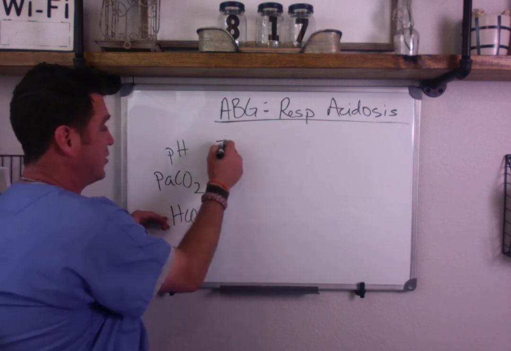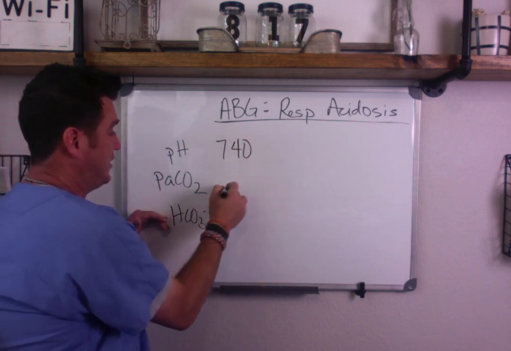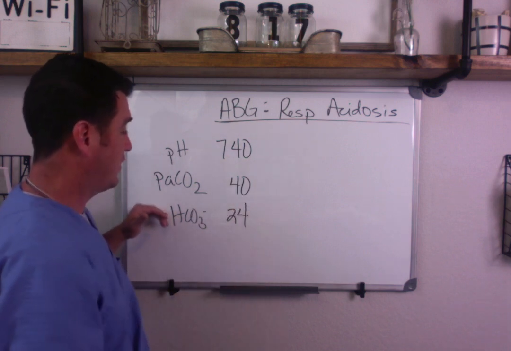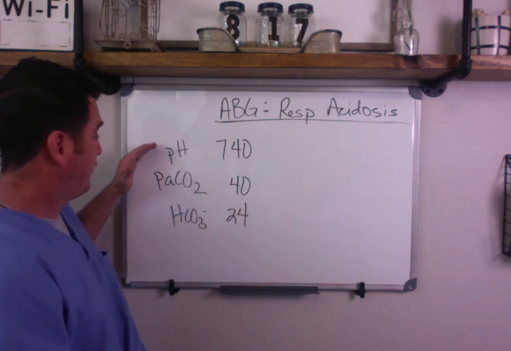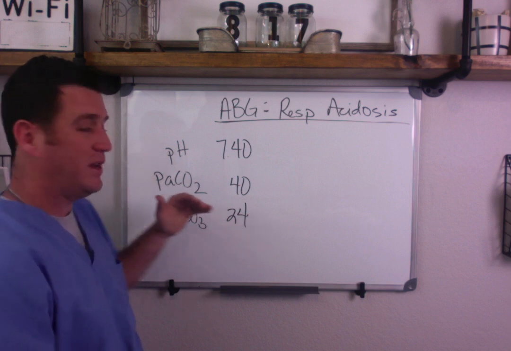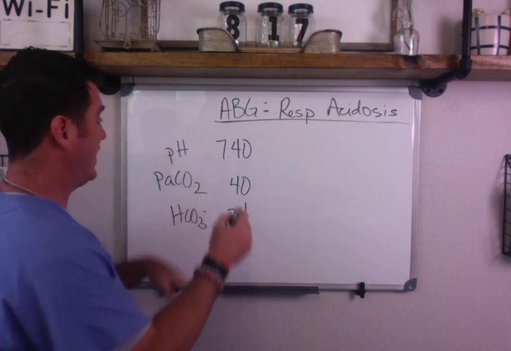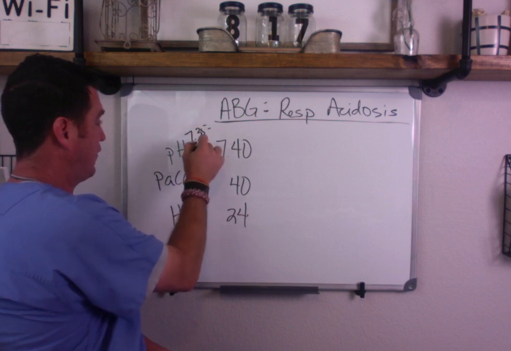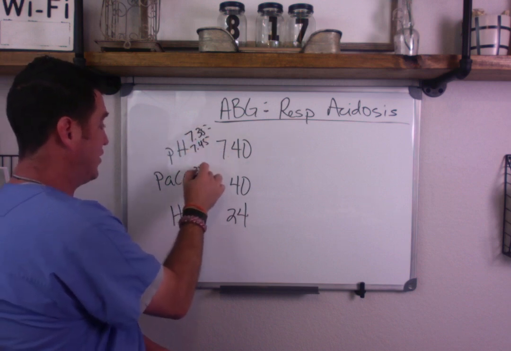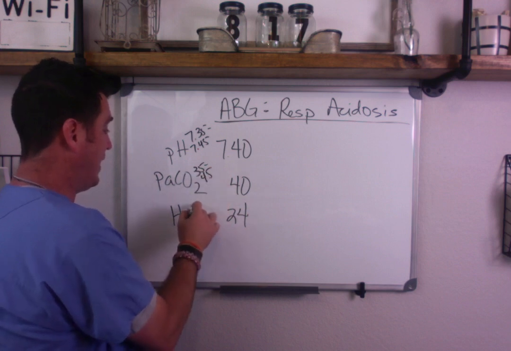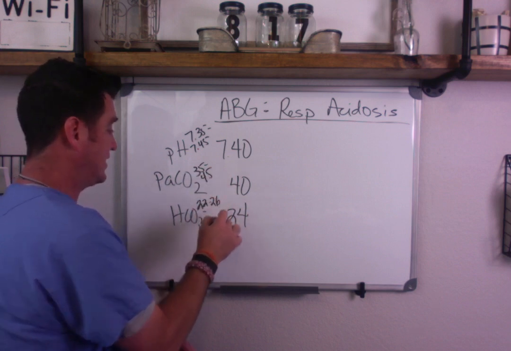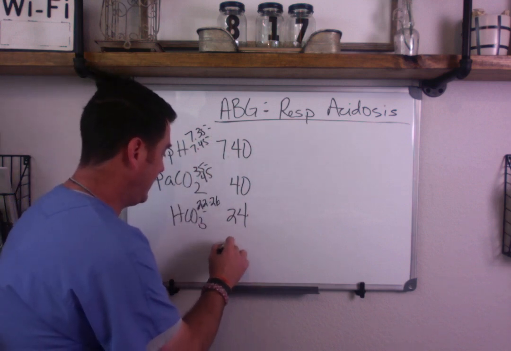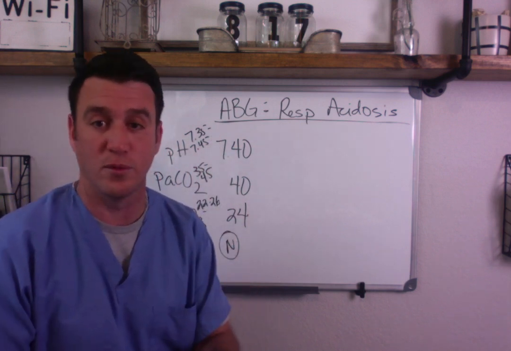Now to start here, let's start with normal. 7.40, 40, and 24. These are normal values for pH, PaCO2, and bicarb. Now we know there's a range. We know the range on pH is 7.35 to 7.45. We know CO2 is 35 to 45. And we know bicarb is 22 to 26. Those are our normal ranges, but this gives us an illustration of normal.